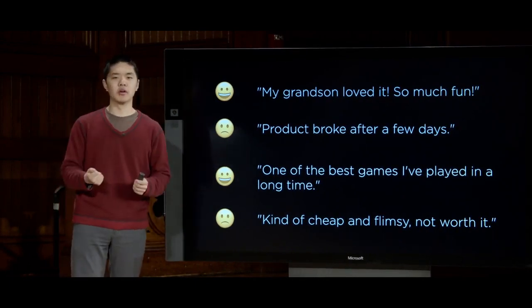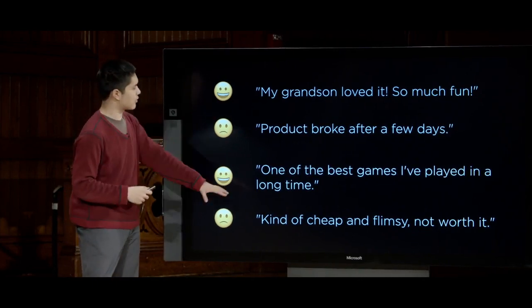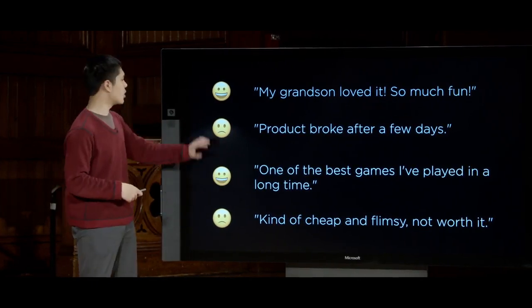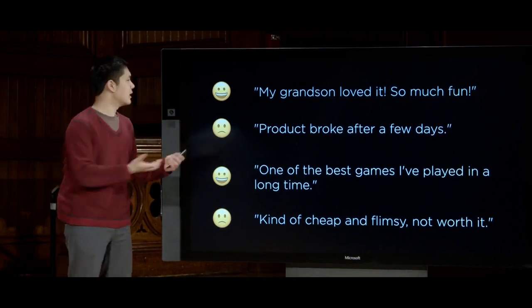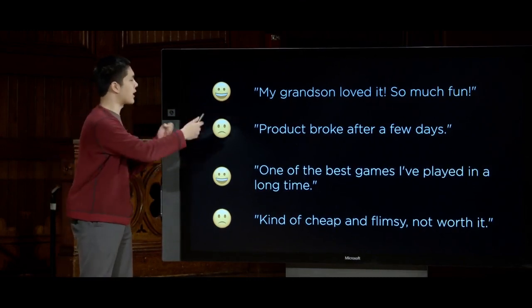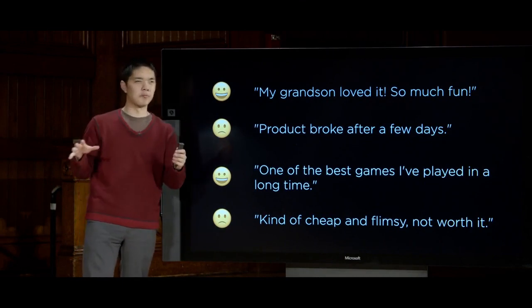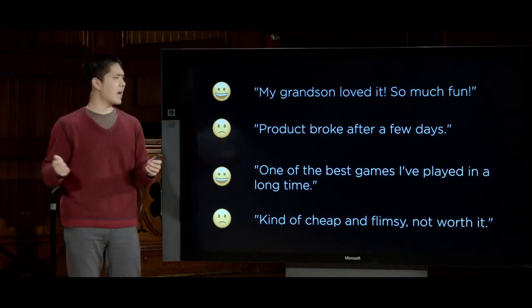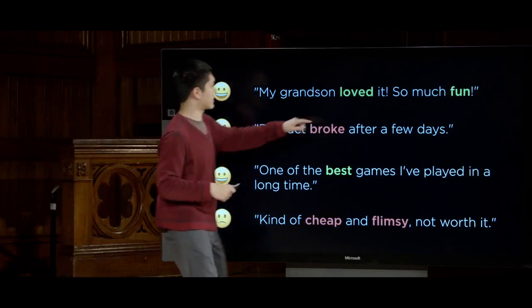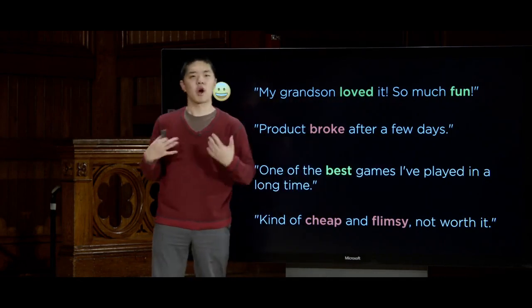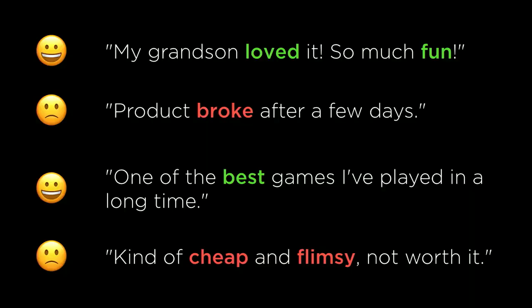But how could a computer do the same thing? How could it try and take these reviews and assess, are they positive or are they negative? Well, ultimately, it depends upon the words that happen to be in these particular reviews, inside of these particular sentences. For now, we're going to ignore the structure and how the words are related to each other, and we're just going to focus on what the words actually are. So there are probably some key words here, words like loved and fun and best. Those probably show up in more positive reviews, whereas words like broke and cheap and flimsy, well, those are words that probably are more likely to come up inside of negative reviews instead of positive reviews.